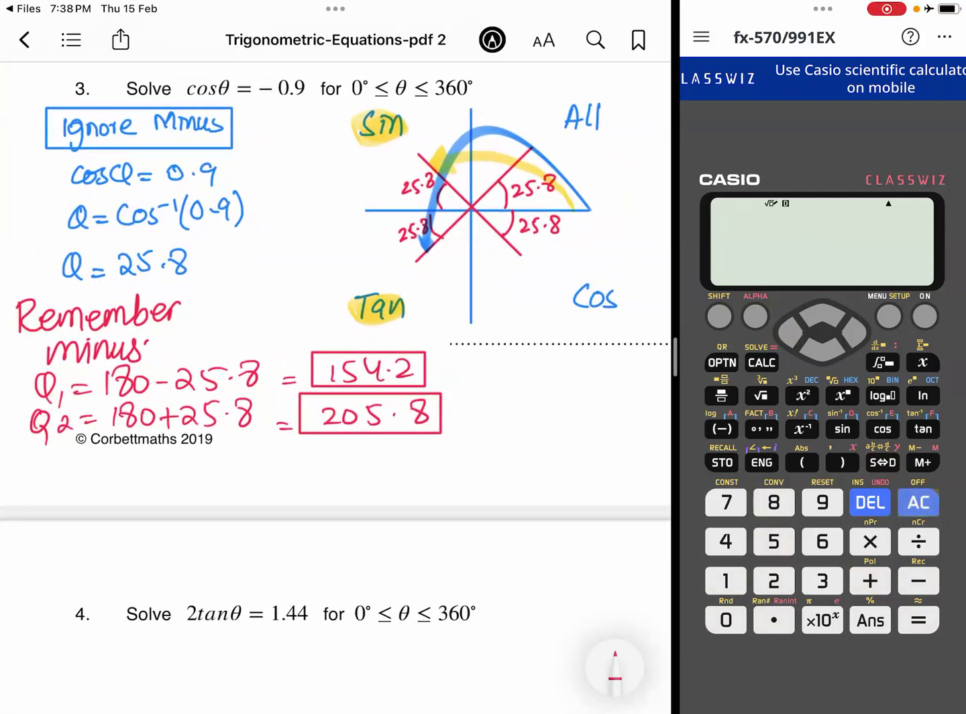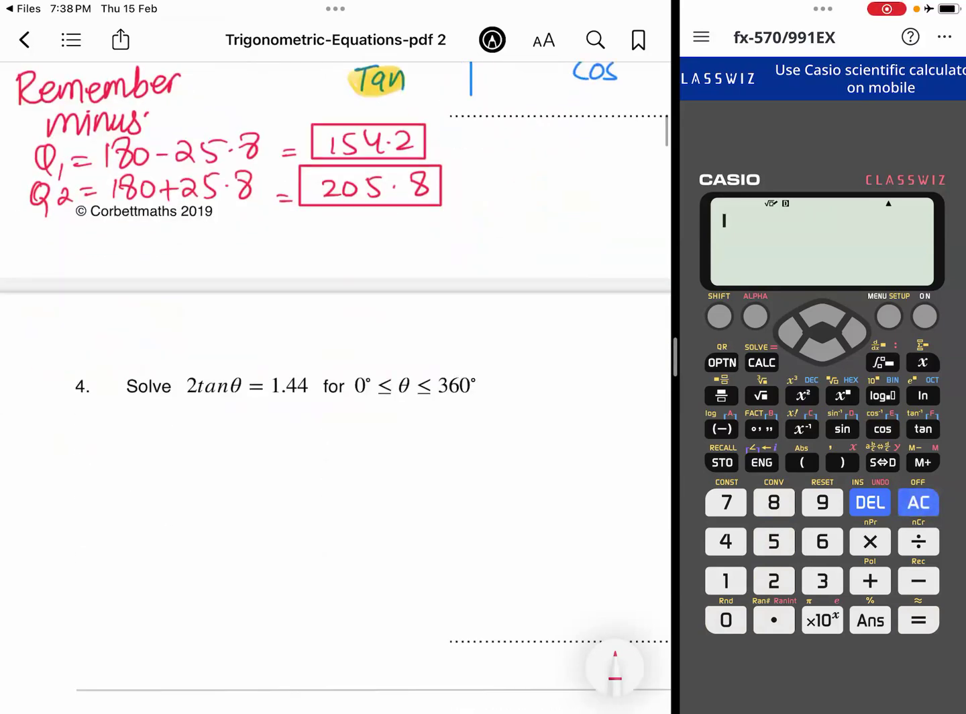Check acha. Cos 154.2, minus 0.9 आ रहा है. Cos 205.8 equals minus 0.900. देख रहे हैं बेटा, सही आ गया कि नहीं? Yes or no? Yes, sir. Okay, proceeding. Question number 4.